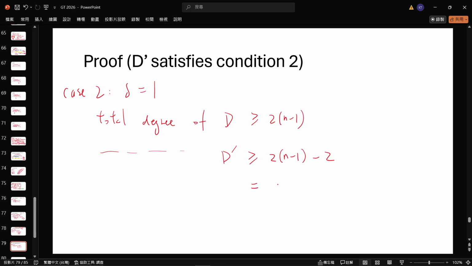Okay, so once again, this is 2 times m minus 2. Okay. Yeah, so that's the whole proof.